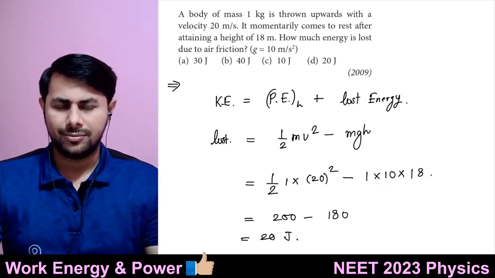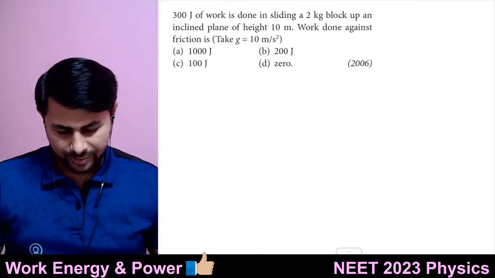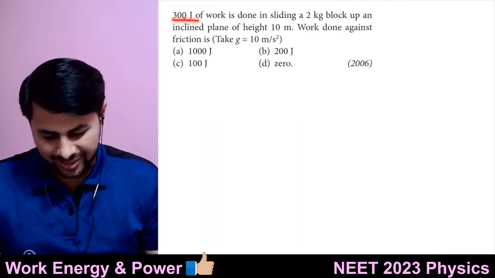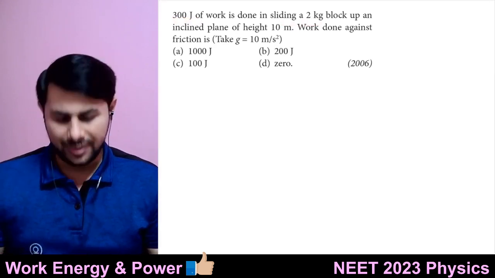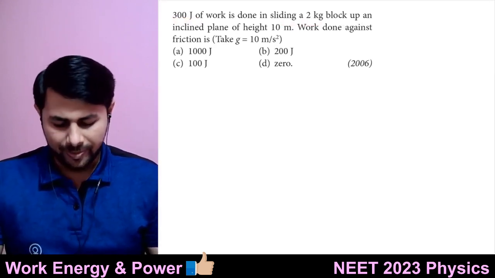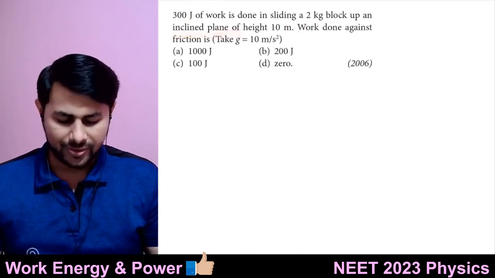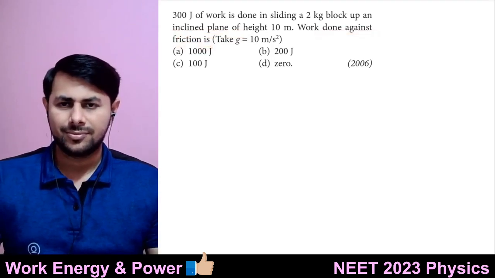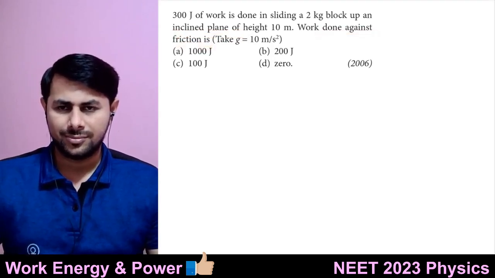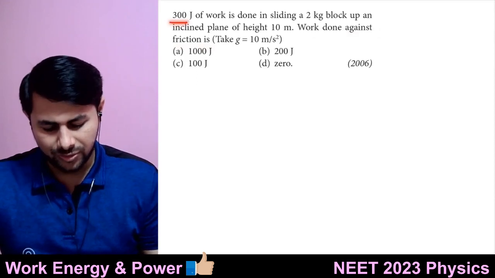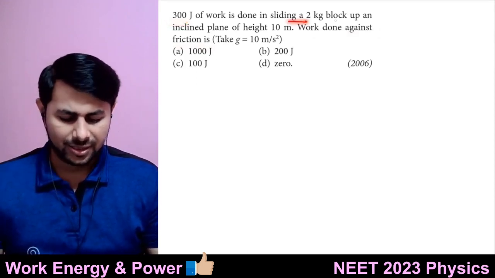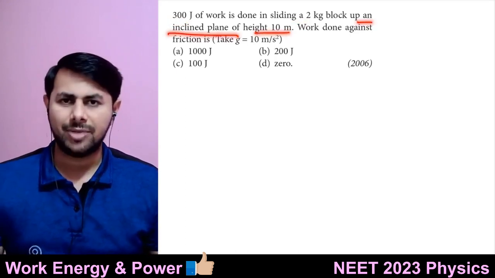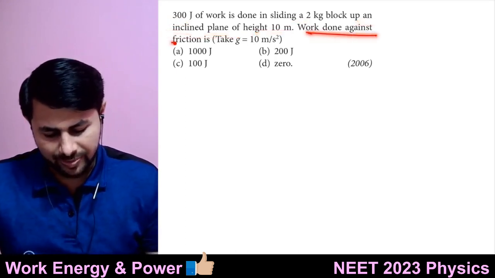Option D. Okay. So let's see the next question, and you will tell me the answer of this. 300 joule of work is done in sliding a 2 kg block up an inclined plane of height 10 meters. Work done against the friction is. 300 joule of work is done in sliding a 2 kg block up an inclined plane of height 10 meters. Work done against the friction is.